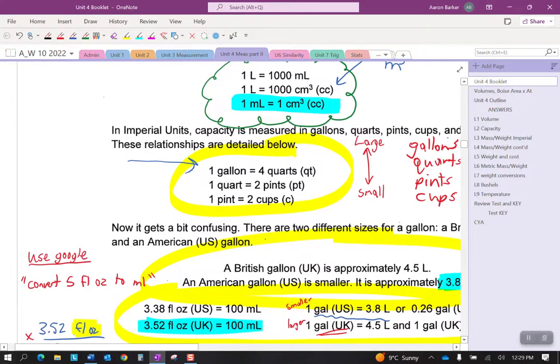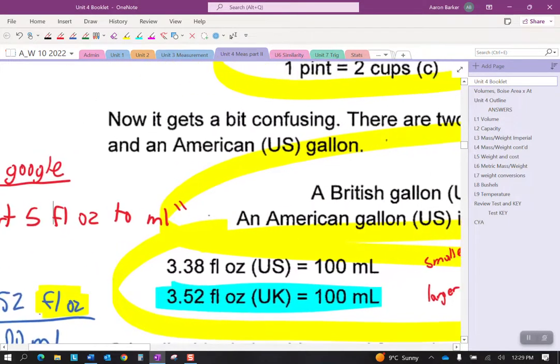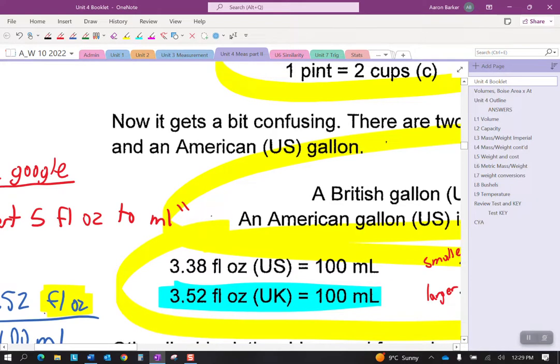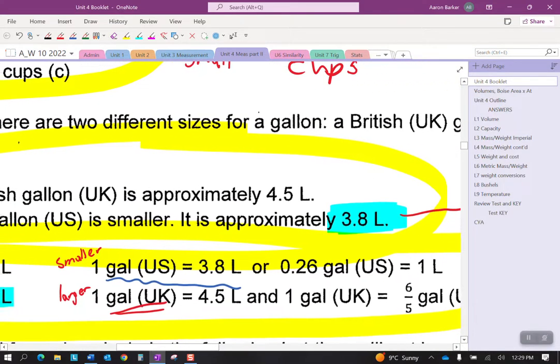Good. Here's a few others, though. A few other weird ones. We have fluid ounces. There's a US fluid ounce, and there's a UK fluid ounce. So some of your homework questions are going to have converting fluid ounces to milliliters. You'll need these conversion factors. All right. There is this conversion factor as well.